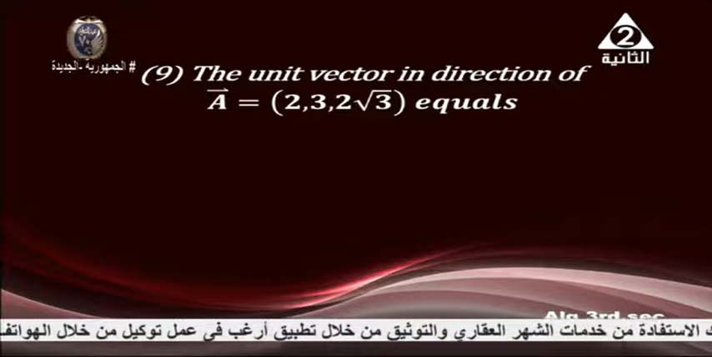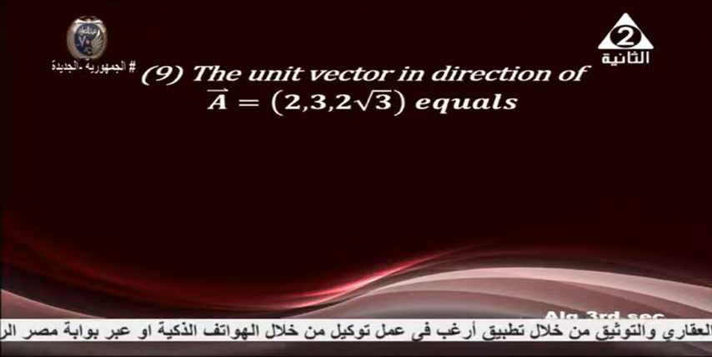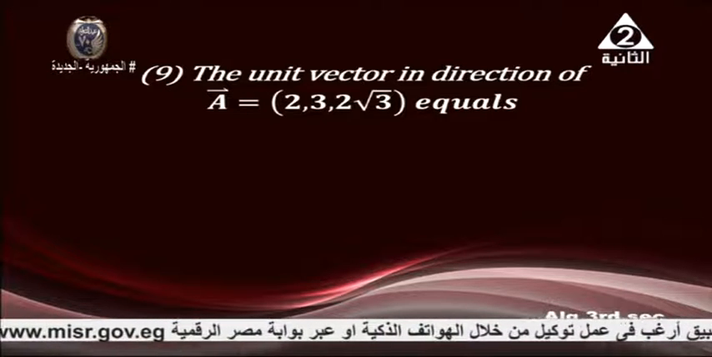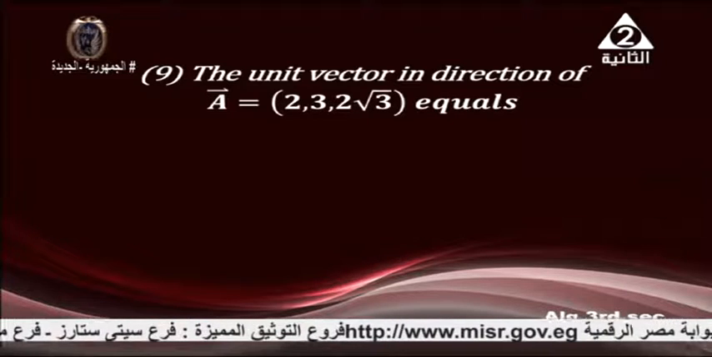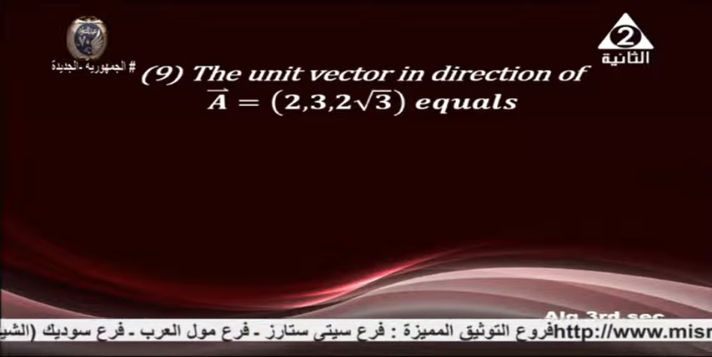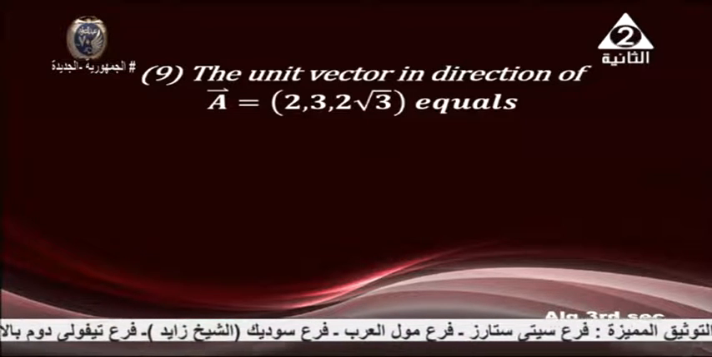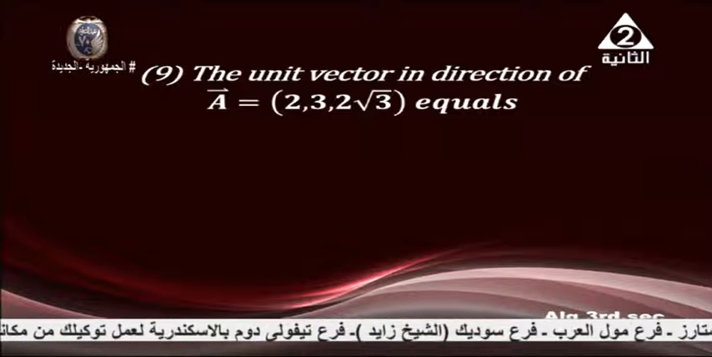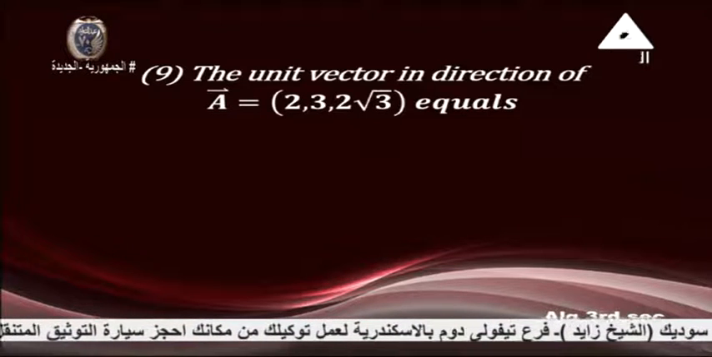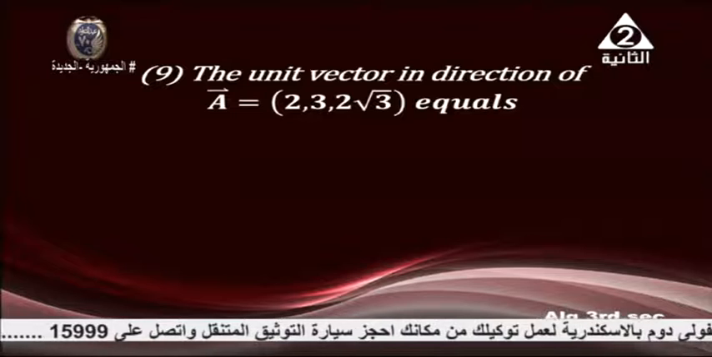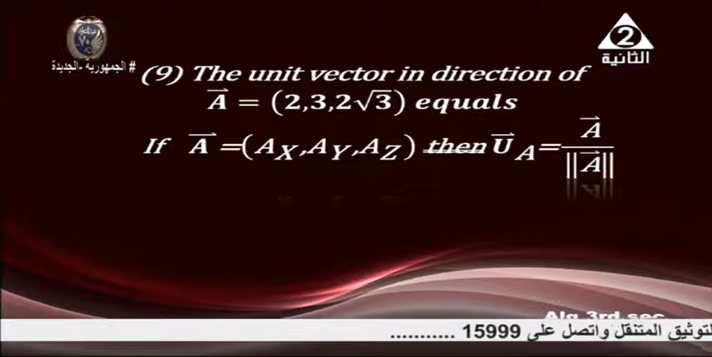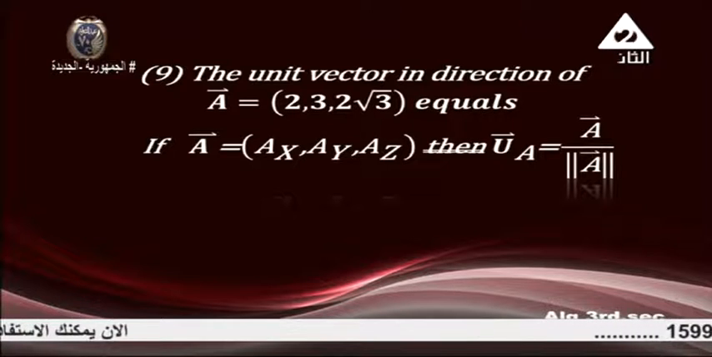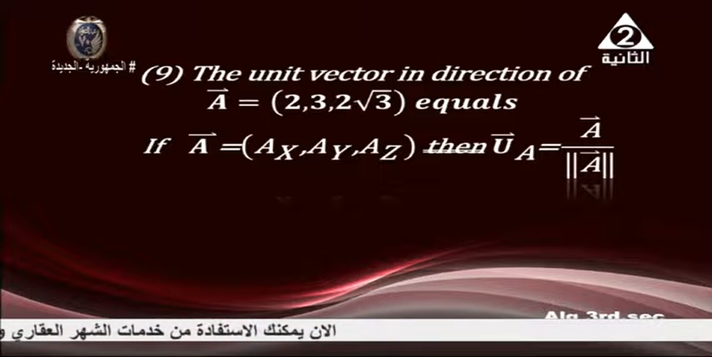The unit vector in direction of A (2, 3, 2√3) equals what? What is the meaning of unit vector in direction A? Look: the unit vector in direction A is the vector A over the norm of A.